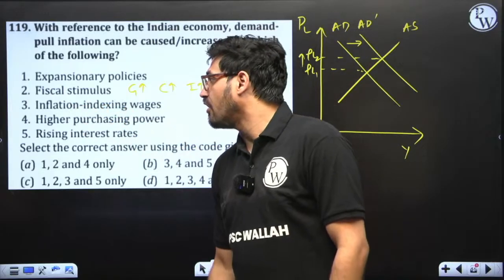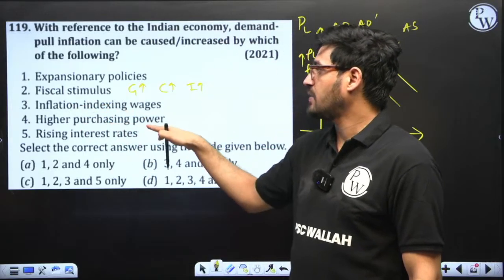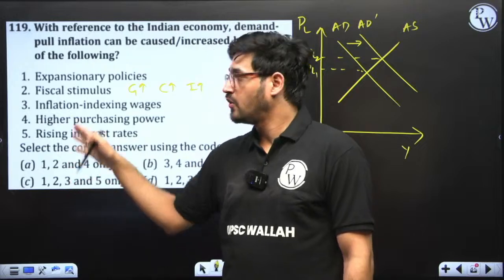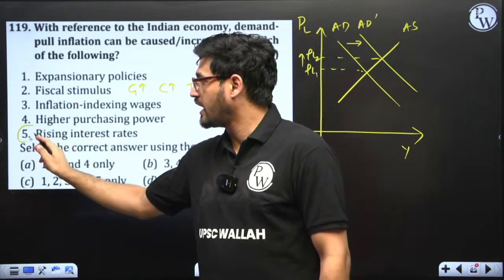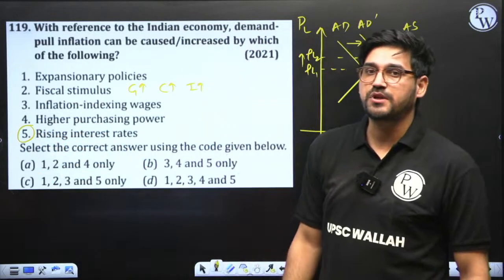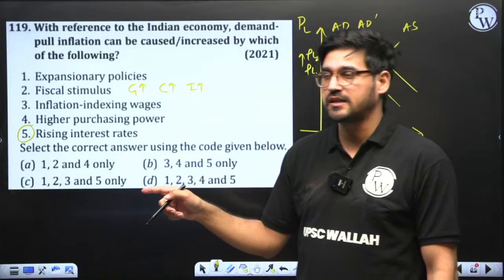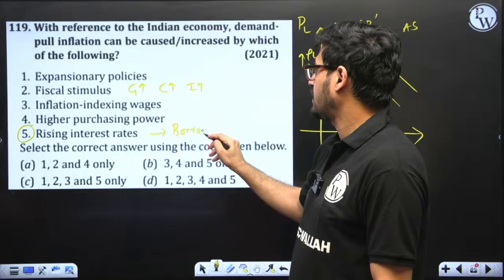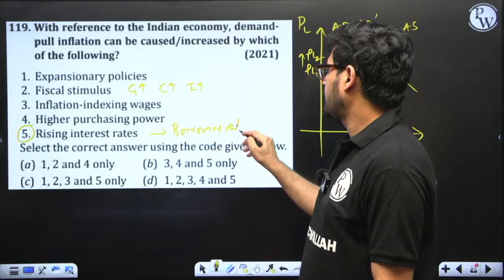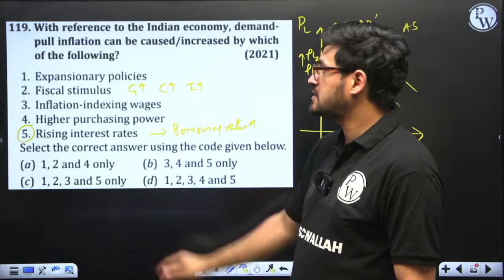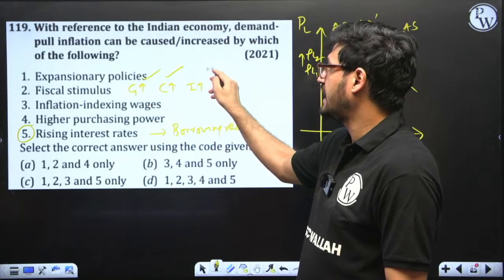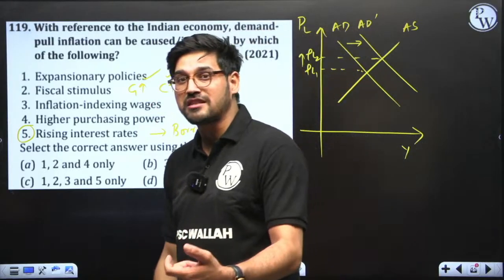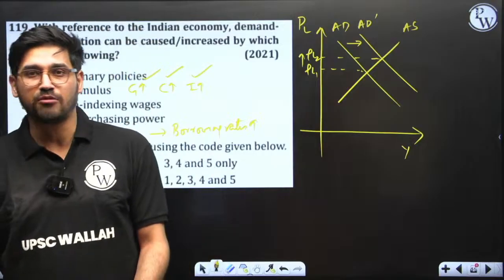Inflation indexing of wages, higher purchasing power, rising interest rates. Of all of these options, look at option 5. Option 5 says rising interest rates. Rising interest rates could mean that the borrowing rates are also high. If the borrowing rates increase, that means governments, households, and even firms will find it more expensive to borrow. This is a dear money regime.